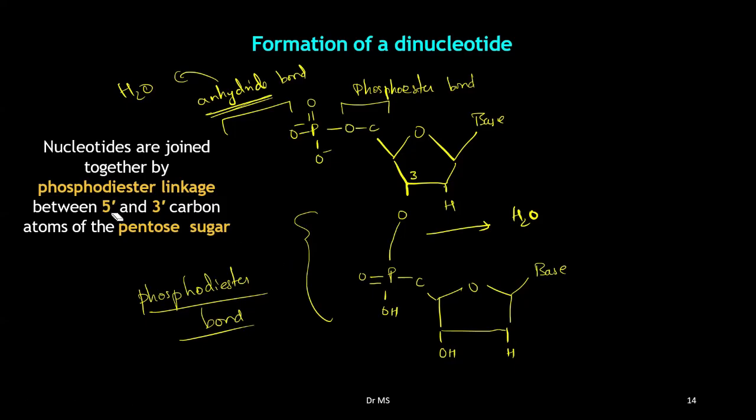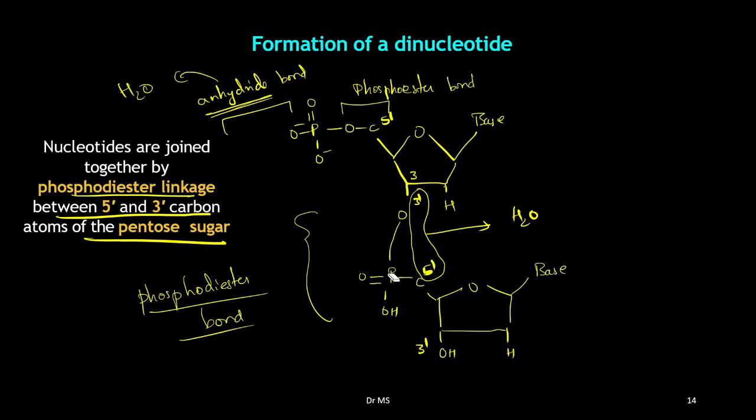Understood? So the phosphodiester linkage has happened. And if you see, this is the fifth carbon and this end is called the third carbon. So this is the fifth end and this is the third end. So the phosphodiester bond is happening between the fifth and third carbon of the pentose sugar, because this one is the third end and this one is the fifth end.